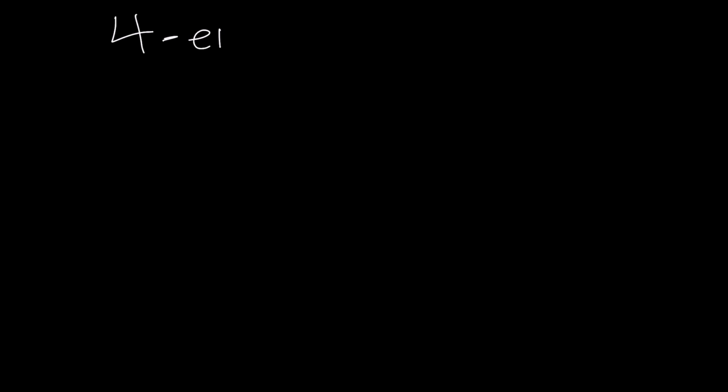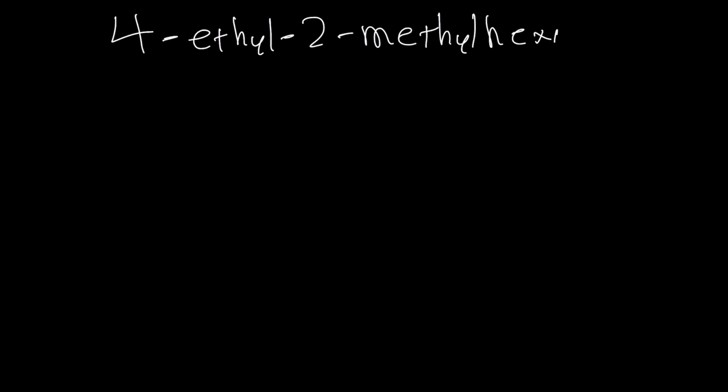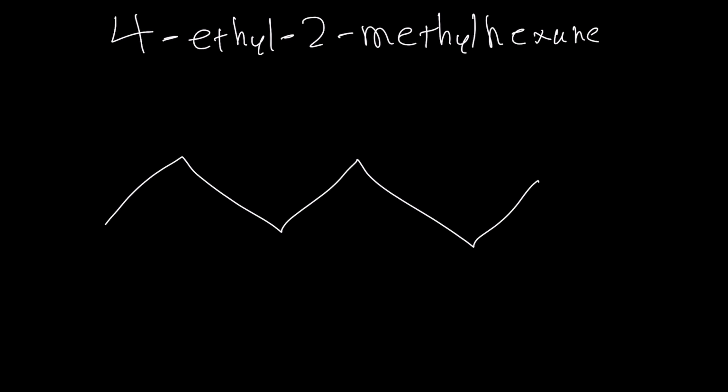What if you have 4-ethyl-2-methylhexane? Hexane is associated with hydrocarbons that have 6 carbons in the main chain. There is an ethyl on carbon 4. If you want to count right to left this time, just for the sake of variety, carbon number 4 has an ethyl and carbon number 2 has a methyl. So that's how you draw it.